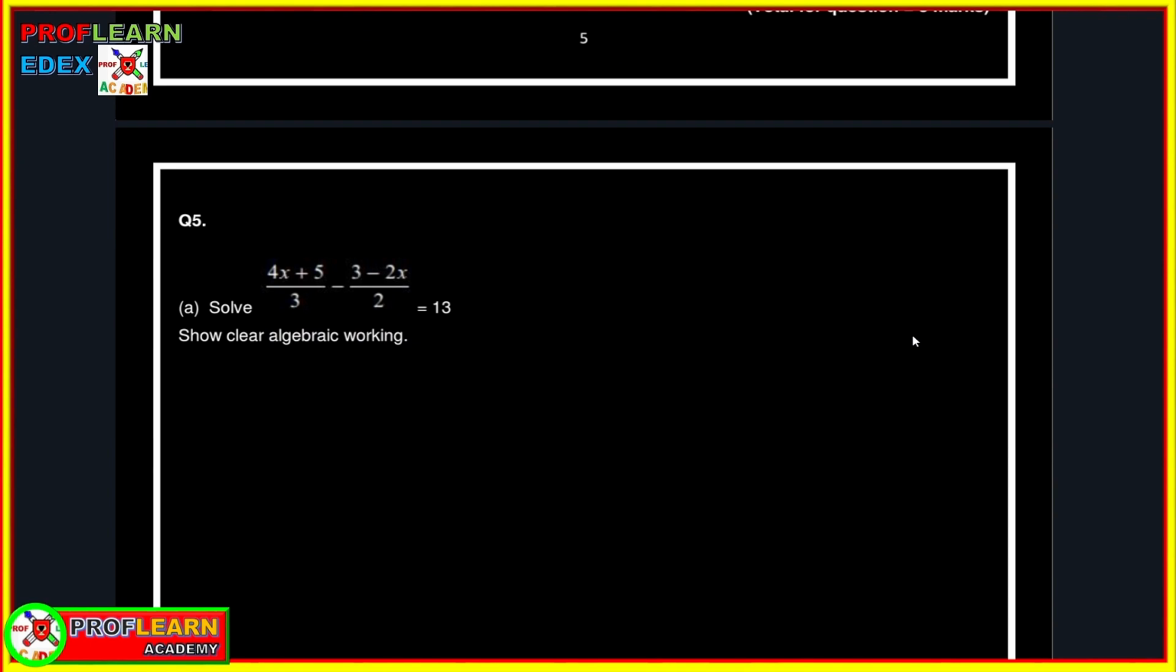So I want you to try this, because we have already done solving algebraic expressions or fractions. I want you to try this and write in the comment section what's your answer for question 5. Just work it out and write in the comment section what is the answer for question 5 quickly, the way we did the previous question.